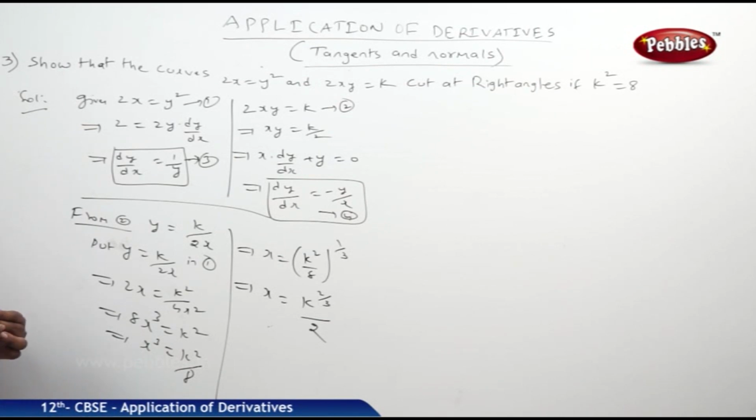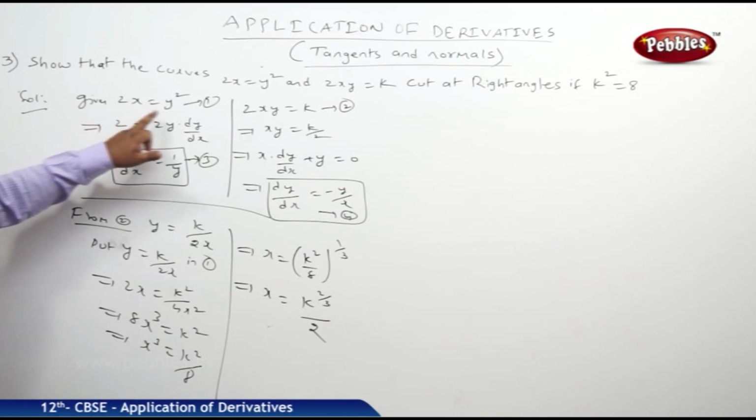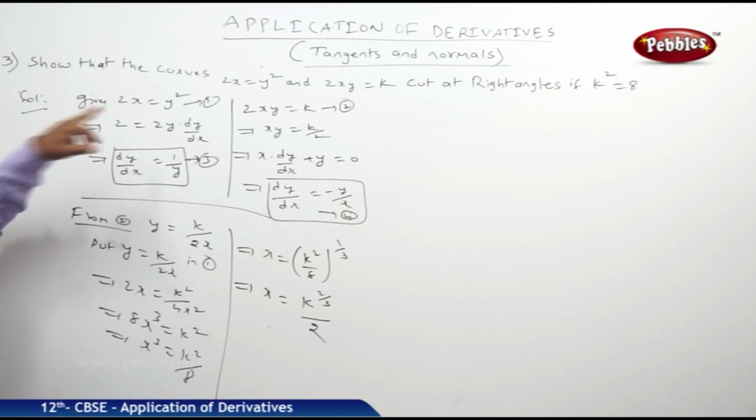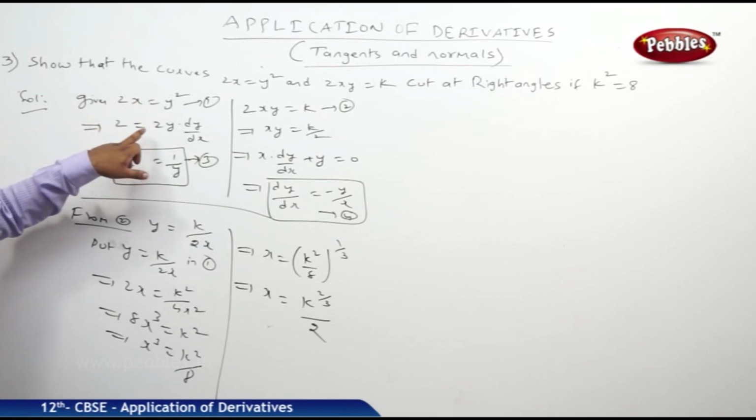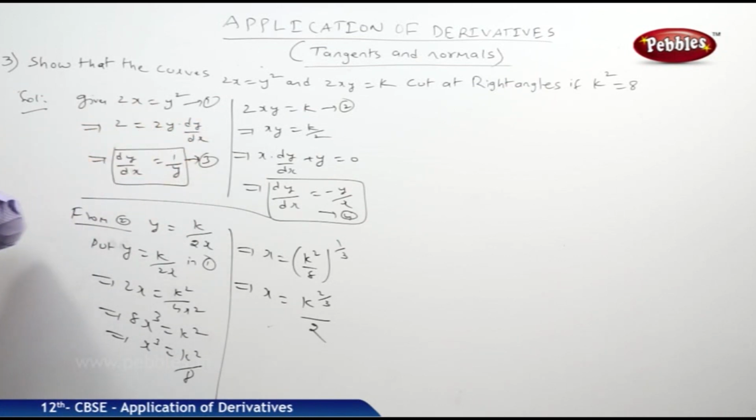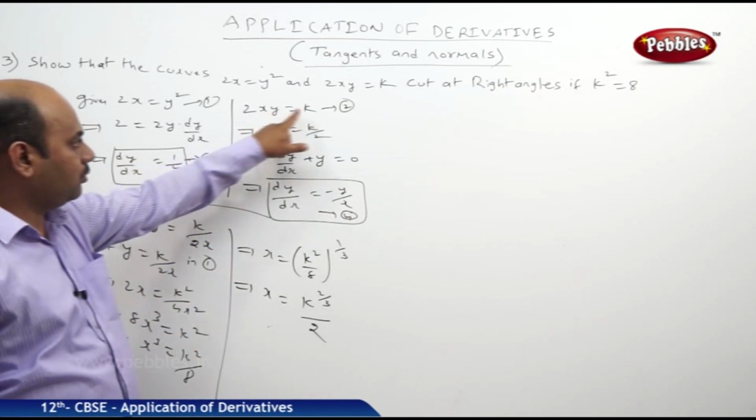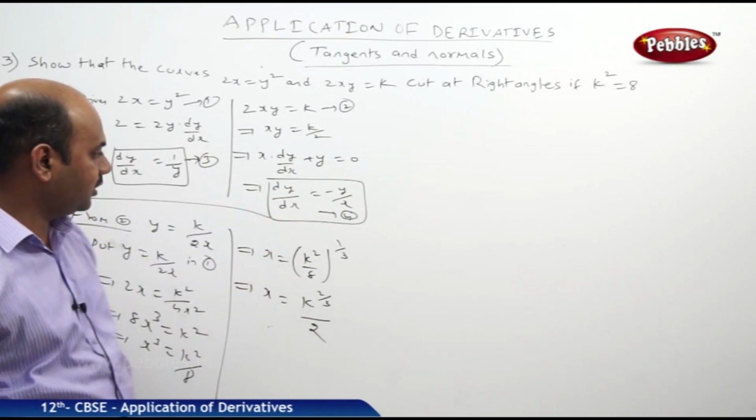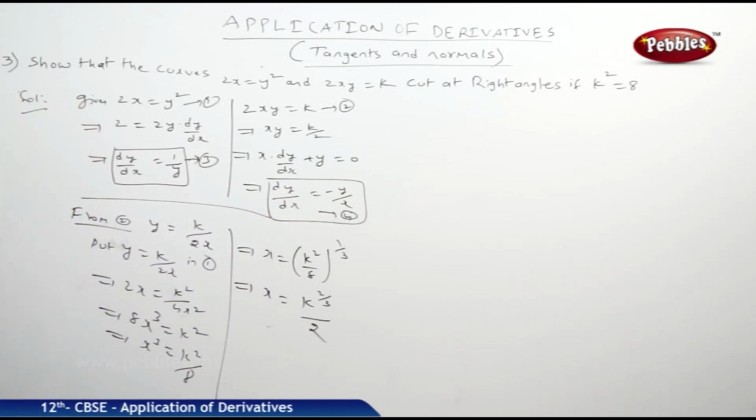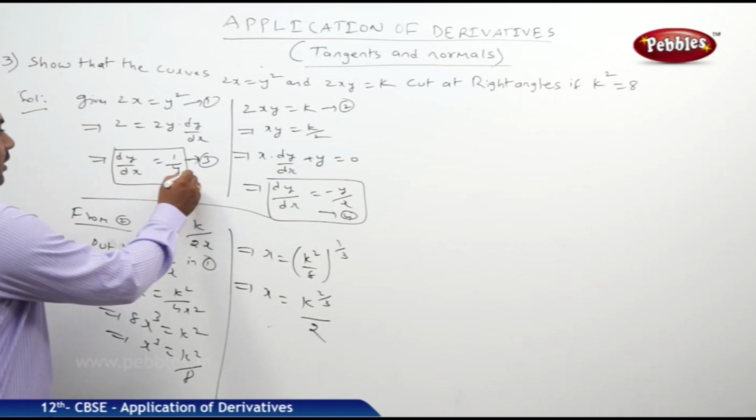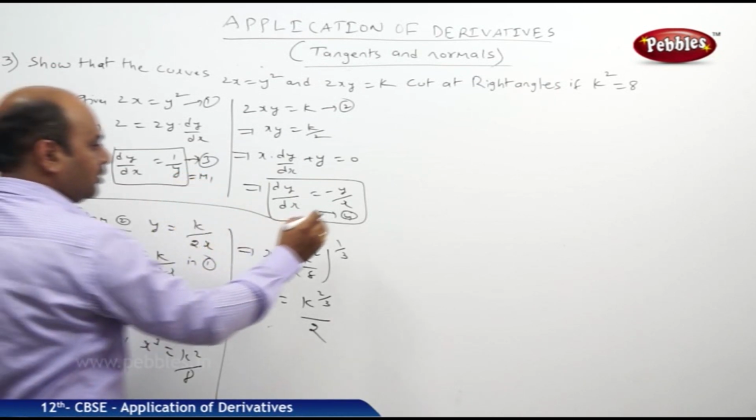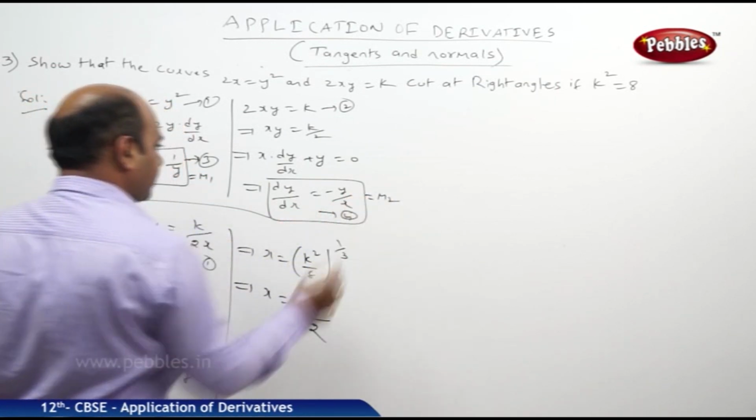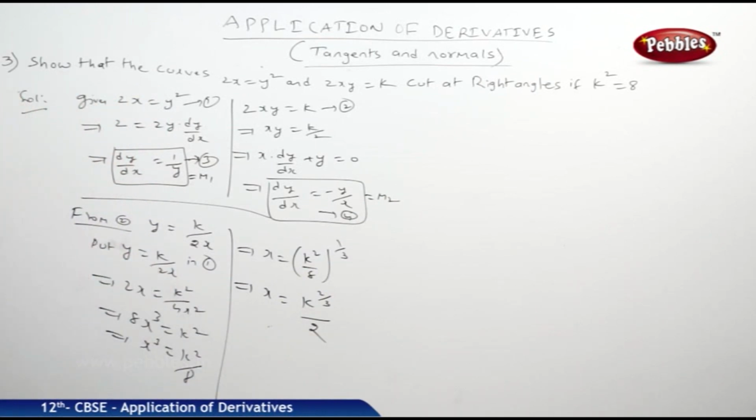Once again I am telling what we have done so far. 2x is equal to y square. Differentiate with respect to x: 2 is equal to 2y into dy by dx. So, dy by dx is equal to 1 by y, and 2xy is equal to k, xy is equal to k by 2, and here I found dy by dx is equal to minus y by x. So, if I call this as m1 and this as m2, I got two slopes, but I require the point of intersection.